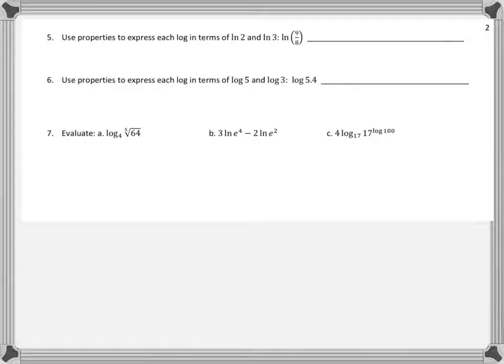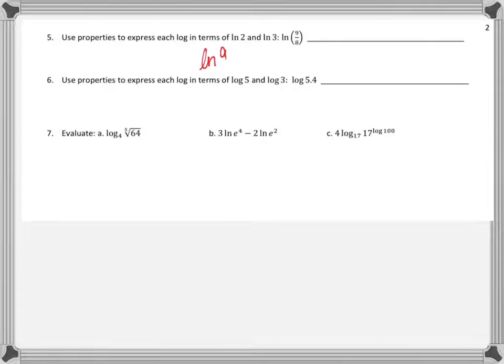All right, so one more video on our intro worksheet to 3.3 where we'll use some of the properties to change the way logs are written, or expand or condense. So I'm going to start with number 5 here, where we have to use properties to express this ln of 9/8 in terms of the natural log of 2 and natural log of 3.